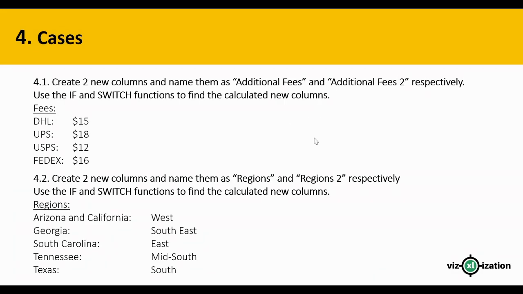So here we have 2 different cases. The first one, create 2 new columns and name them as additional fees and additional fees 2, respectively, okay? Use the if and switch functions to find the calculated new columns. Perfect. And here we have more information that we will be using. Case number 2, create 2 new columns and name them as regions and regions 2, respectively, okay? Use the if and switch functions to find the calculated new columns, and we have more information about regions here as well. Perfect. Now let's go to Power BI Desktop.